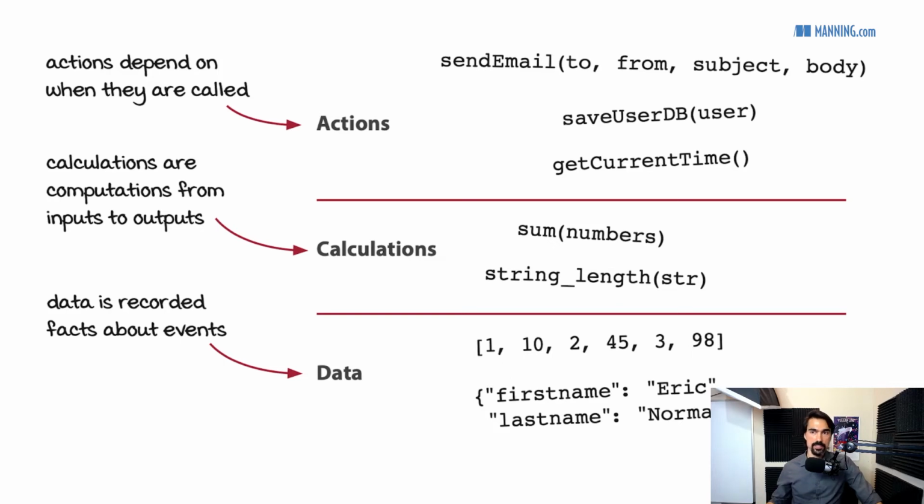So calculations are actually things that you can run. They're functions or operations, operators like addition or multiplication that don't have an effect on the outside world. They're just computations. And then the data are inert things. So let's go over each one and give precise definitions.